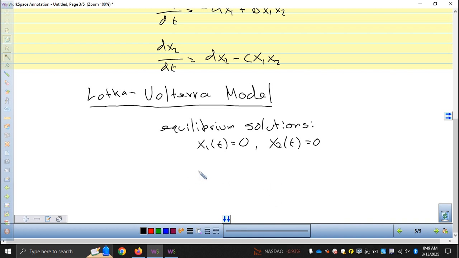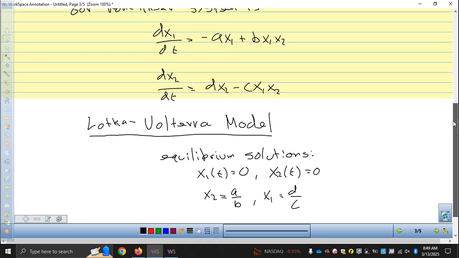And x2 equals a over b, and x1 equals d over c. Those would be our equilibrium solutions. So in that case, we have a steady state solution. Other than that, we can't solve this predator-prey model in terms of elementary functions.